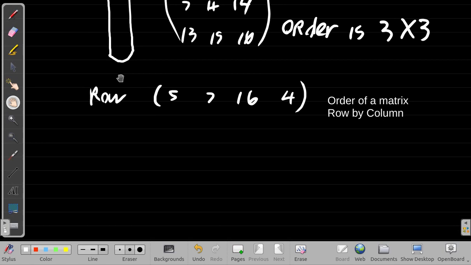Now, what is the order of this one? You tell me. These are a 1 by 4 matrix. If you said 1 by 4, then you're right. 1 row by 1, 2, 3, 4 columns. 1 by 4. You see that?